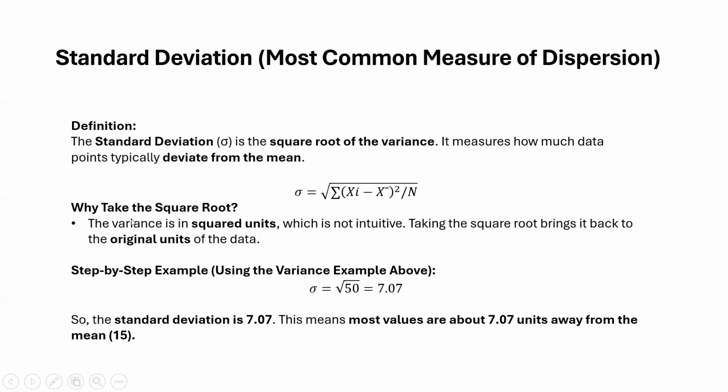So why take the square root? The variance was in square units, which is not intuitive, as I mentioned in the limitations that we discussed. Taking the square root brings it back to the original unit of the data, the same unit that we were using. So if we take this square root here, the standard deviation that comes is 7.07.